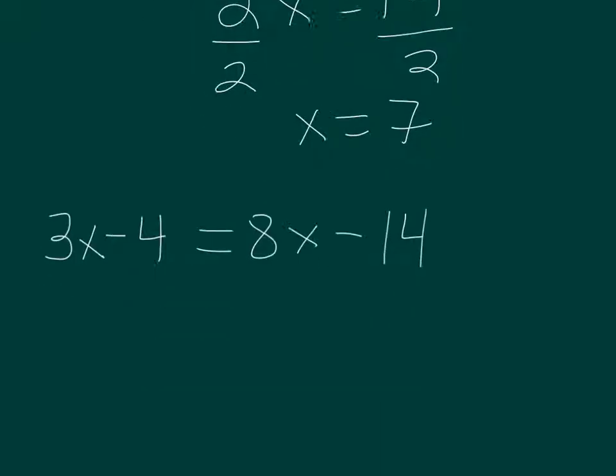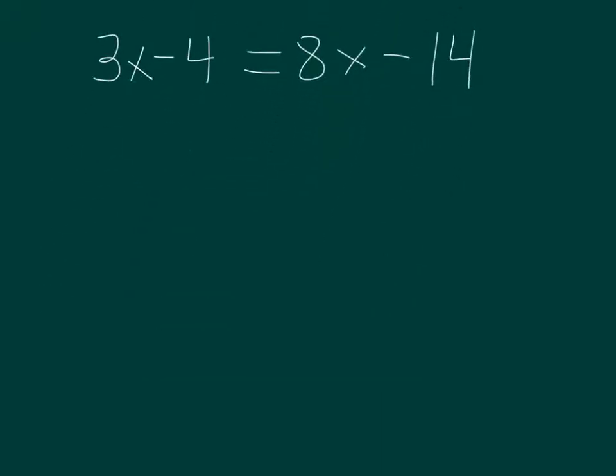Let's take a look at our next example. 3x minus 4 equals 8x minus 14. Again, I see that I have coefficients and variables on each side. I want to identify which one is larger. 8x is larger than 3x, so I want to keep 8x and move 3x. I always want to get rid of the smaller value or the smaller coefficient because then my x's are positive.